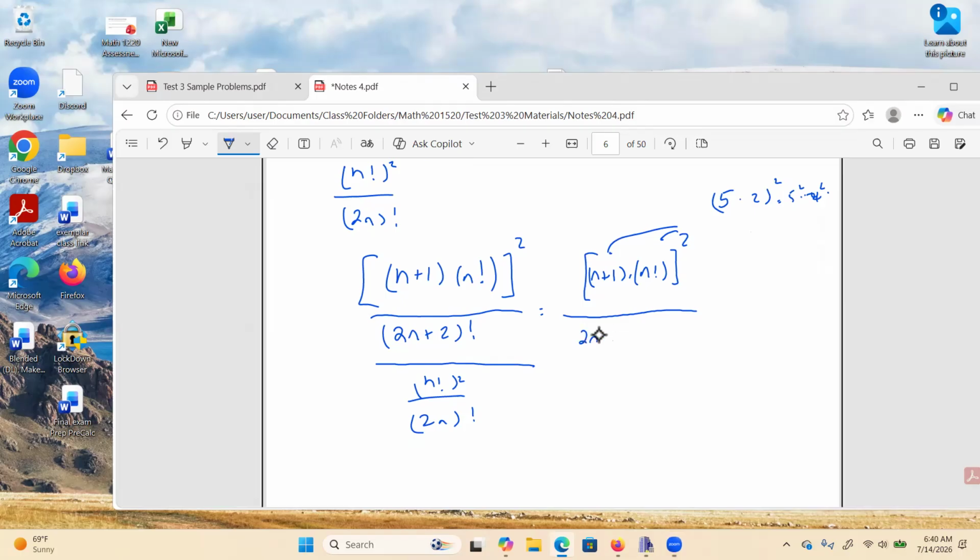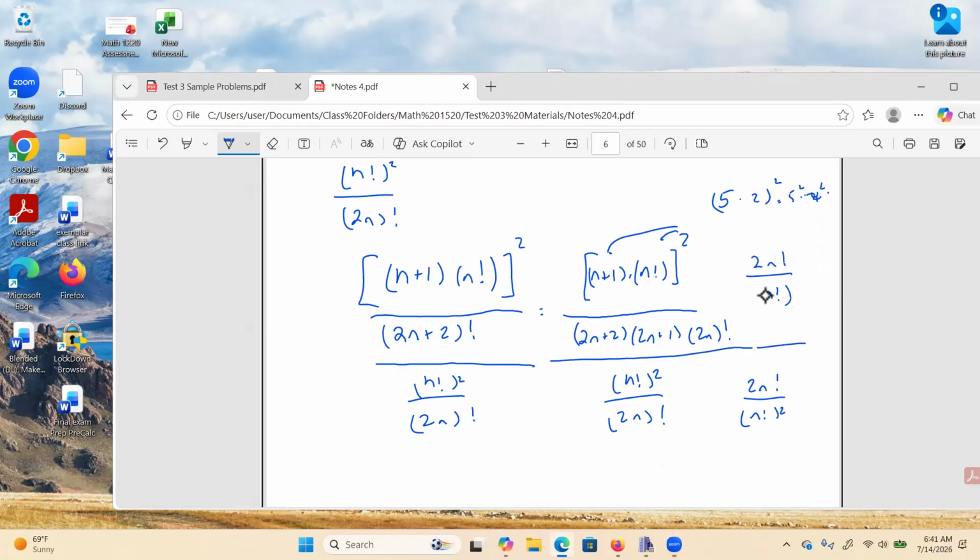Here we have (2n plus 2) times (2n plus 1) times (2n) factorial, all divided by (n factorial) squared over (2n) factorial. Let's invert and multiply in order to clear up this fraction business. So we have (2n) factorial over (n factorial) squared, top and bottom. So there's a lot of stuff that's going to cancel. Mostly the bottom of this fraction is going to go away. That was kind of the whole point of this.